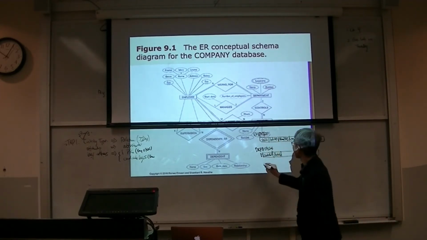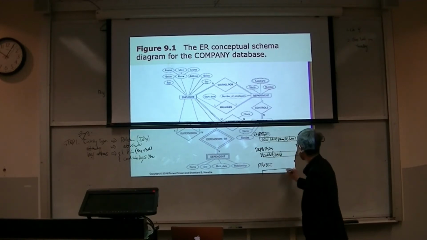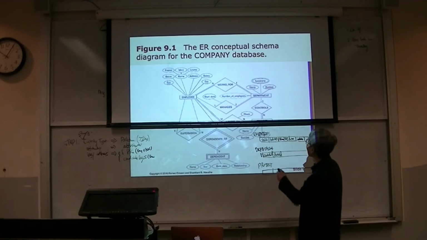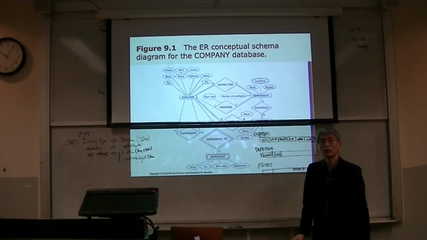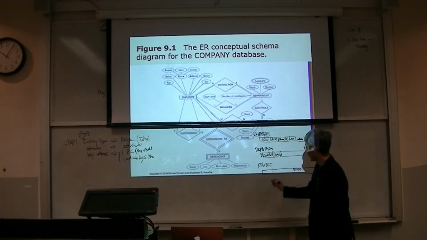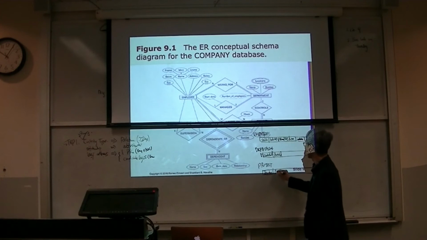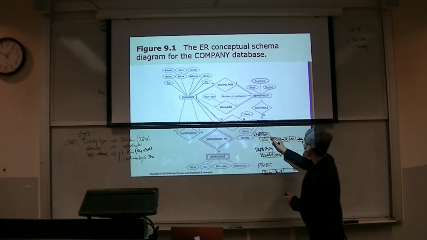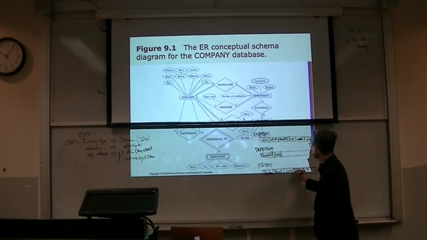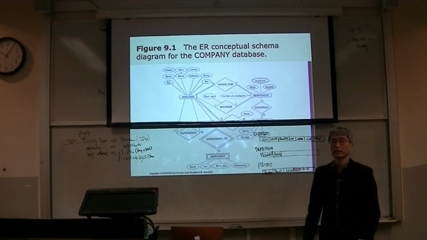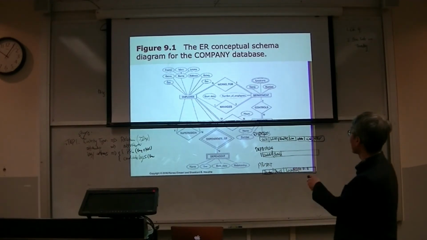What else? We have a project. What is the primary key of the project, number or name? Which one will be better? Number. So P number, and P name. And what else? Location. This is single-valued, so we can create it. That's it. So we have 3 strong entities.